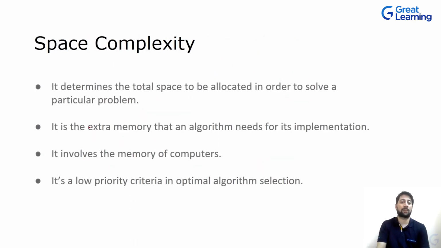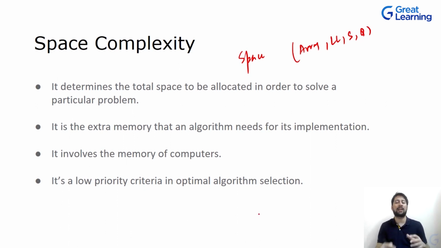Now, what about the space complexity? It determines the total space to be allocated in order to solve a particular problem. Whenever you are using any extra space in the algorithm while you are implementing it, that is termed space complexity. It can be in the form of arrays, that extra array that you have used to solve a problem, or an extra linked list, or a stack or a queue, right? It involves memory of the computer. You're taking something extra to solve a particular problem.